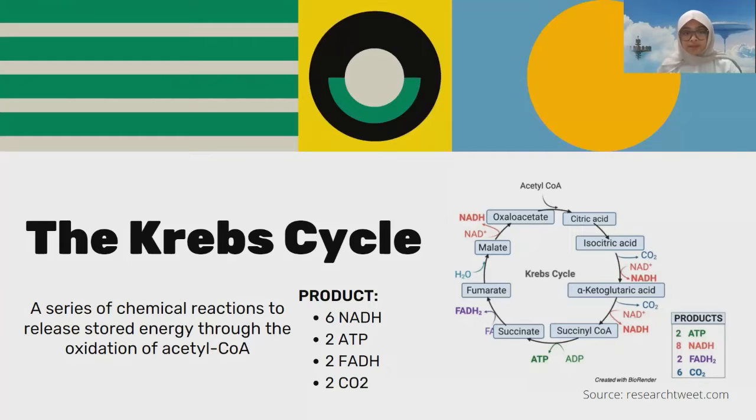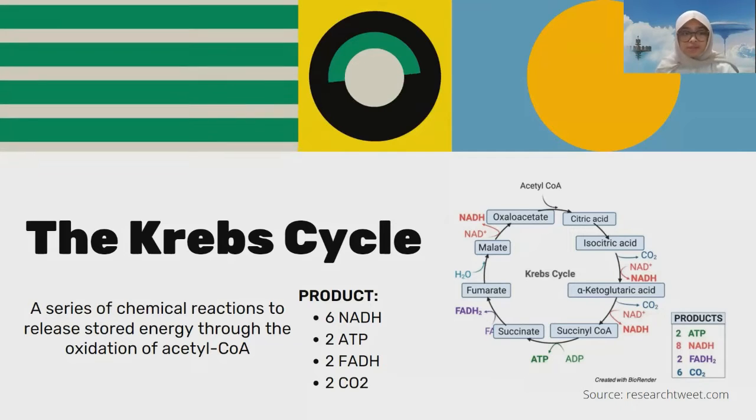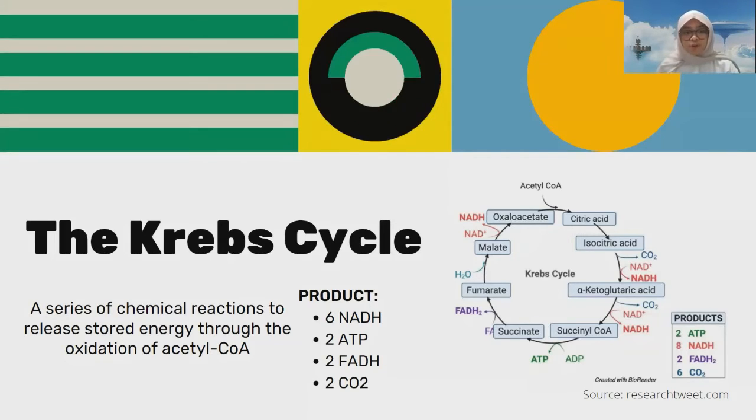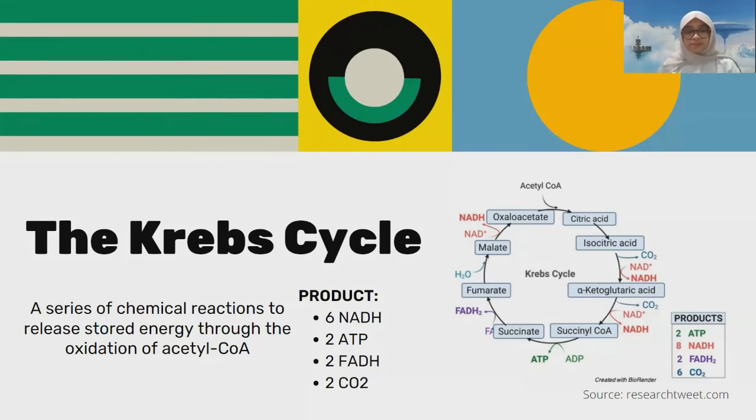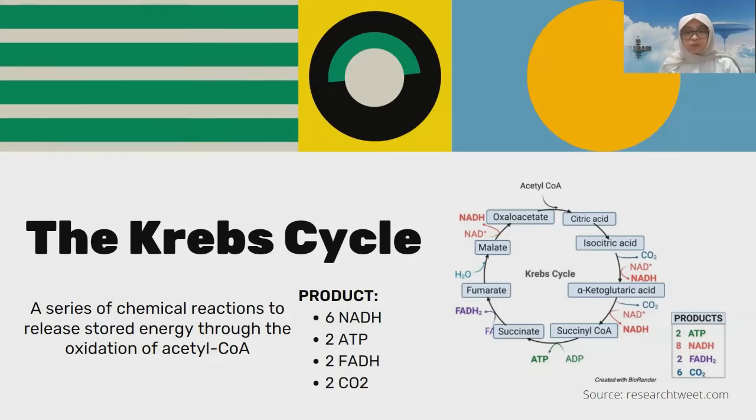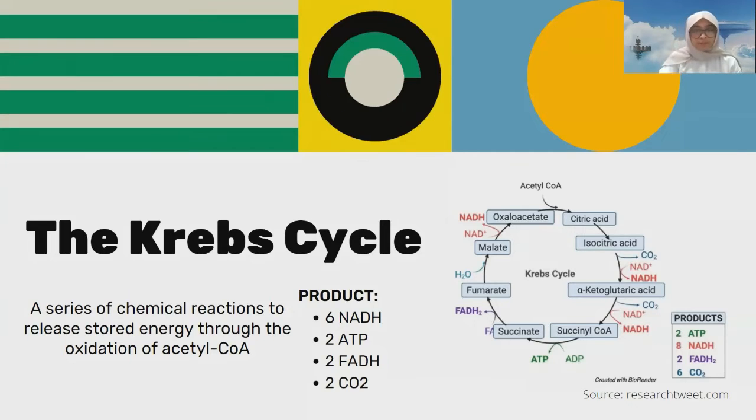The Krebs cycle is a series of chemical reactions that release the stored energy through the oxidation of acetyl-CoA. So therefore, we get the products of 6 NADH, 2 ATP, 2 FADH2, and 4 carbon dioxide.